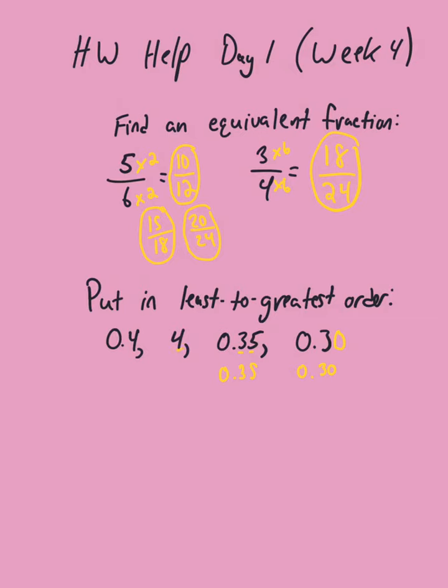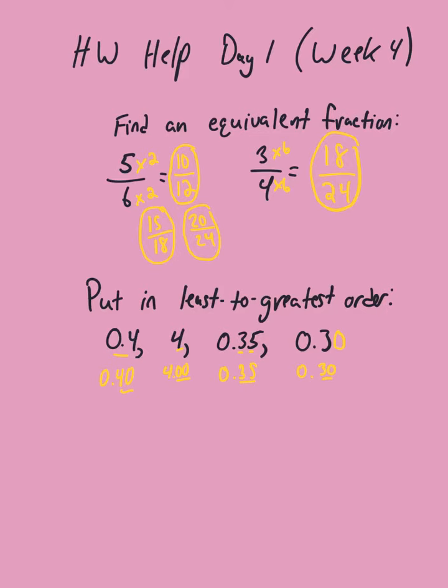This 4, I would make it 4.0 to make it $4. And this one, 0.40. Notice I made them all have 2 decimal digits. They all go out to the hundredths place. Now I can compare them kind of like money. So for example, this is 40 cents, $4, 35 cents, 30 cents. Out of all those, I know 30 cents is the least.